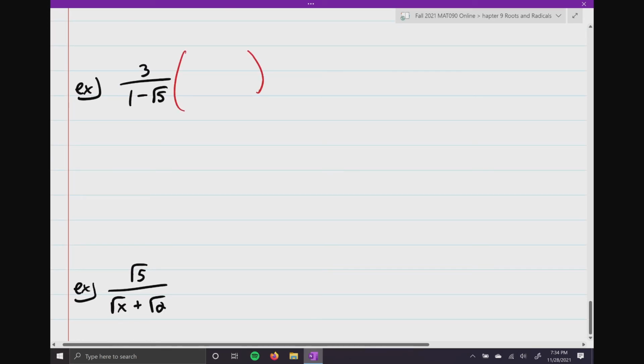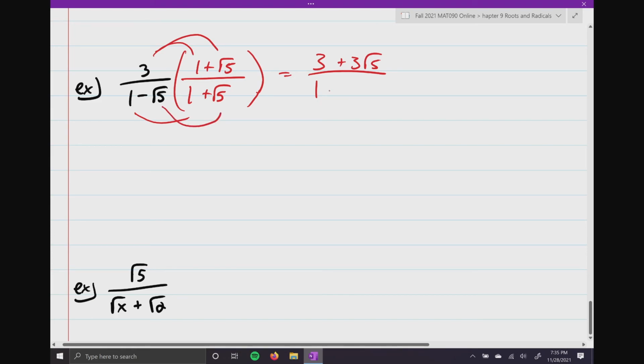We'll try one more that kind of looks like this. Hopefully now you've caught on. We're going to multiply by the conjugate. So distribute. 3 times 1 equals 3. 3 times the square root of 5 is going to be plus 3 square root of 5. All over 1 times 1 is 1. A negative times a positive is a negative. Square root of 5 times square root of 5 is going to be 5. So we get 3 plus 3 square roots of 5 all over negative 4. And since nothing reduces here, we just circle the answer.